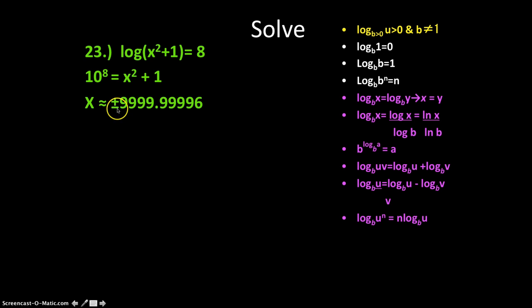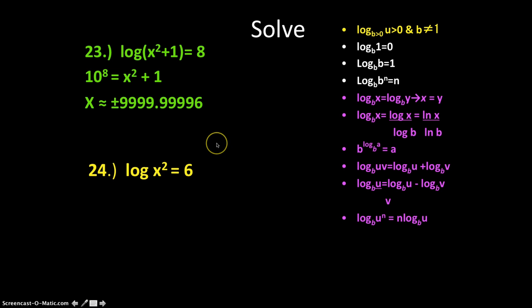Notice there's two answers. When you do square rooting, you get two answers. One's plus and one's minus. And if you plug them in up here, they'll both check because we're squaring them both. These are the x-intercepts of this logarithm graph.